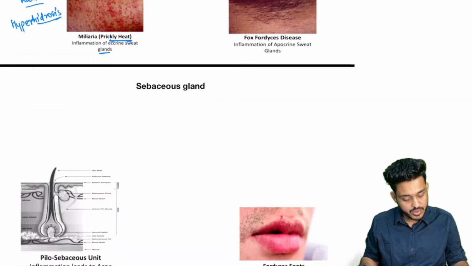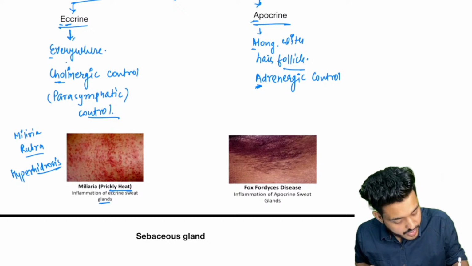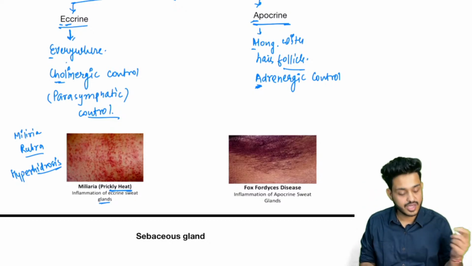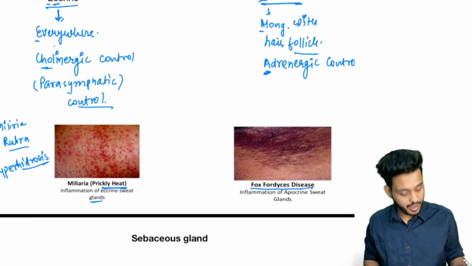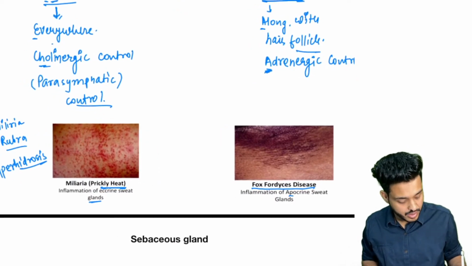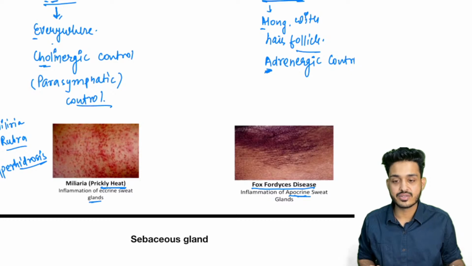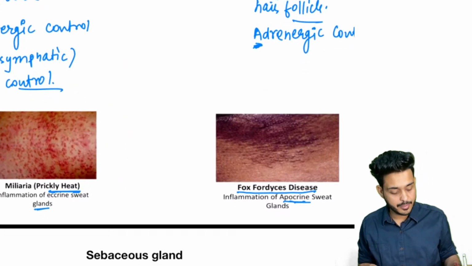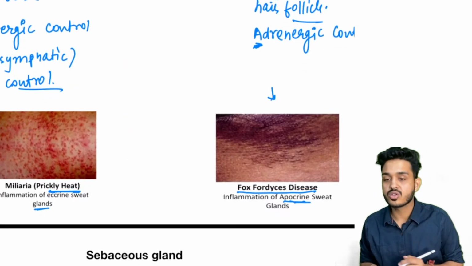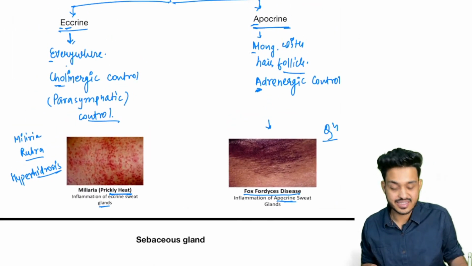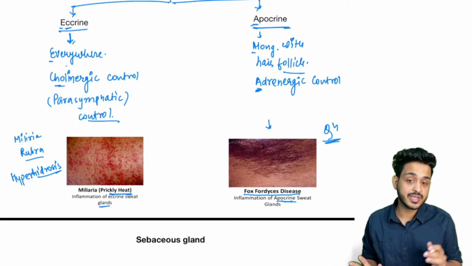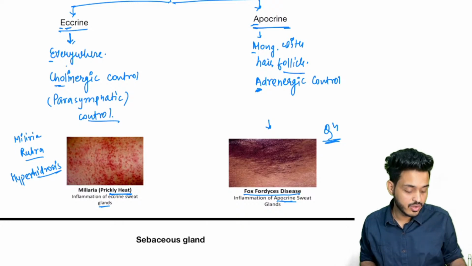Now let's talk about apocrine gland. What will be the disorder of apocrine gland? There will be Fox-Fordyce disease. If there is something here, that will lead to Fox-Fordyce disease. If there is inflammation of apocrine gland, we can see Fox-Fordyce disease. Okay, this is very important, asked multiple times in the exam, multiple times in the recent NEET PG examination.